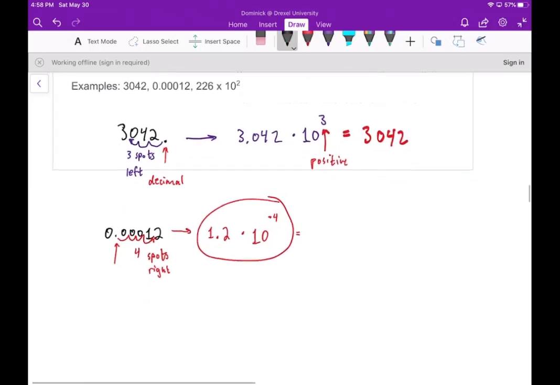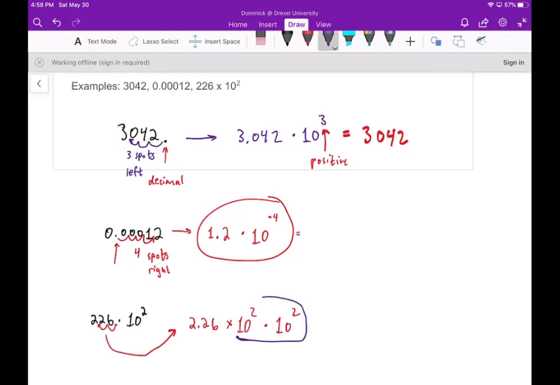For the last example, we have 226 times 10 squared. It might look like this number is already in scientific notation, but it's not, and the reason why is because our number is not between 1 and 10. So my decimal for this part is right here, and I need to move it 1, 2 spots to the left. So this part is going to become 2.26 times 10 squared since I moved it to the left. But then I still have this 10 squared that I started with.